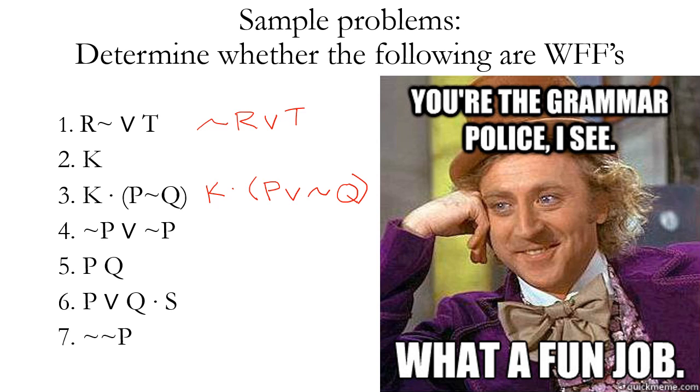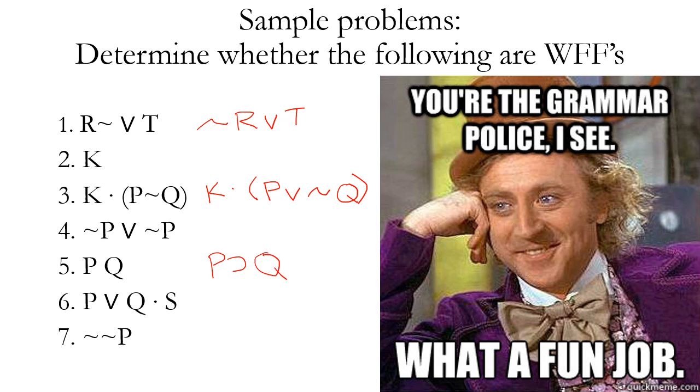Number 5, PQ. This is not a well-formed formula because you cannot have two simple propositions right next to each other with no logical operator to conjoin them. So we have to add a logical operator to make it well-formed. We have a choice. We could choose any of the operators that connect statements. In this case, I chose the horseshoe.